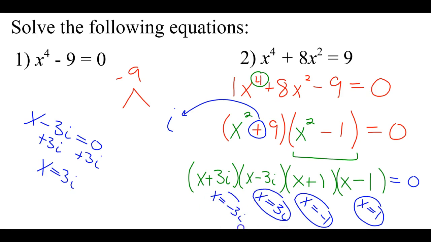So how many answers did we get? 4. How many are real? 2. How many are imaginary? 2. So how many actual x-intercepts do we have? 2. The 2 real ones, yeah.